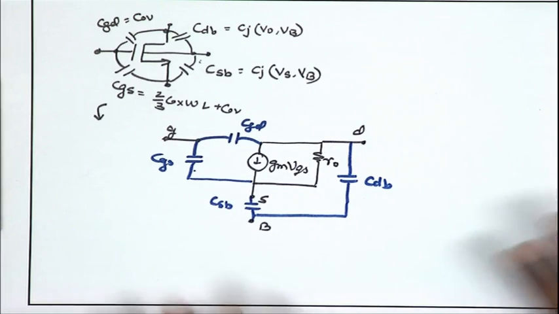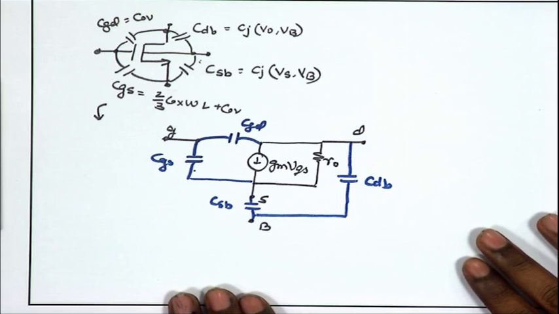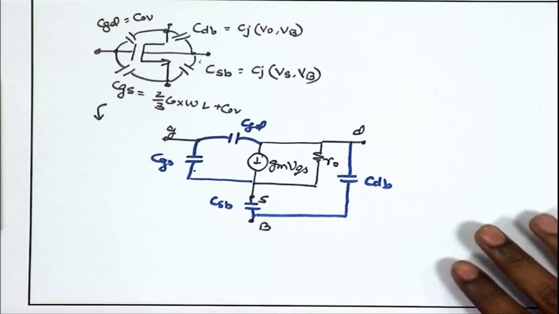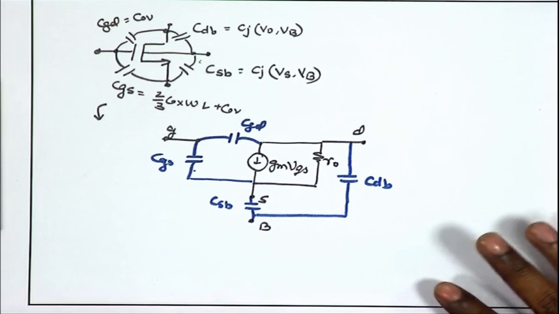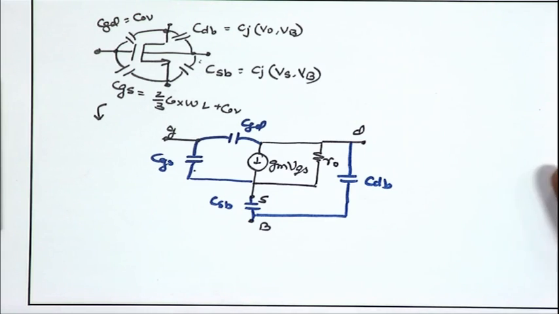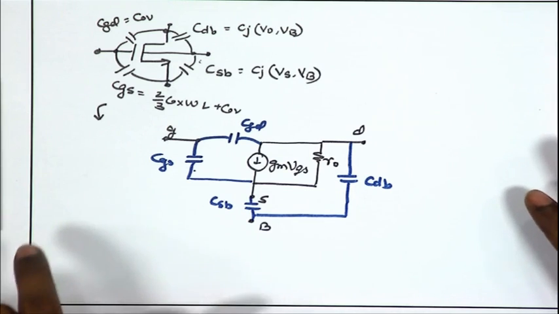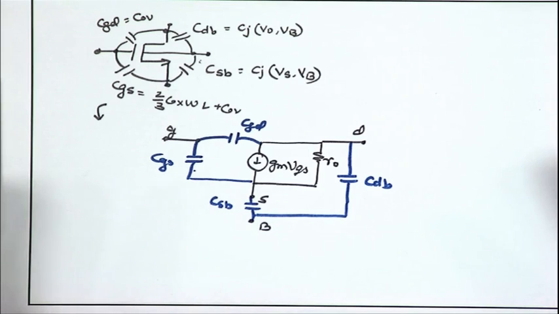So, before I proceed, let me stop here and see if there is any question. Let me see. So, we have some questions collected. Yeah. So, CGD, as I said, one of the questions is whether CGD is equal to C overlap.